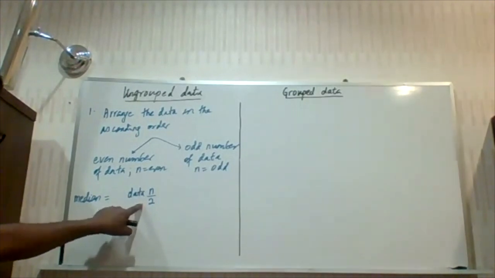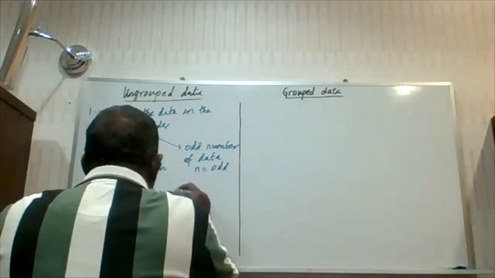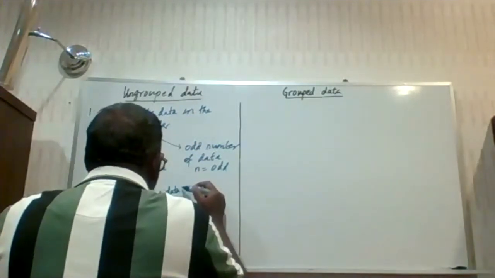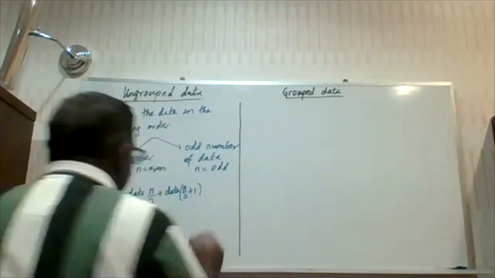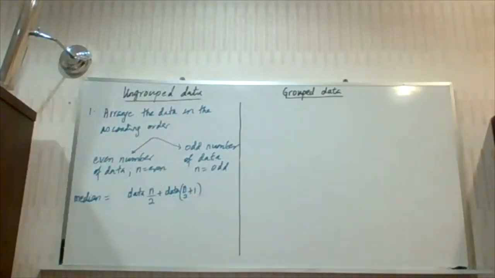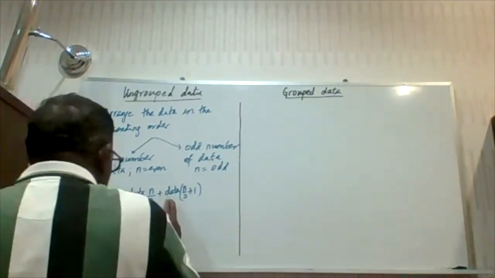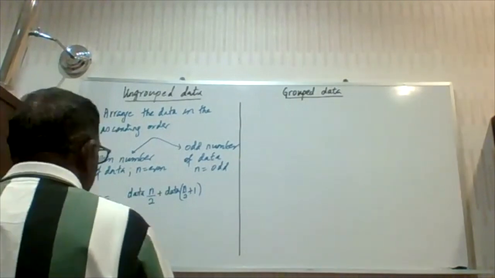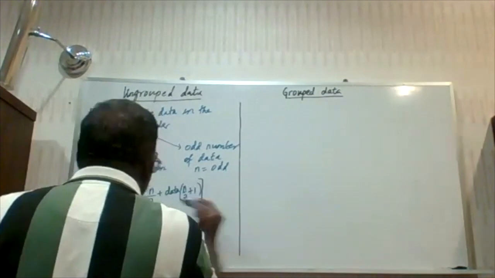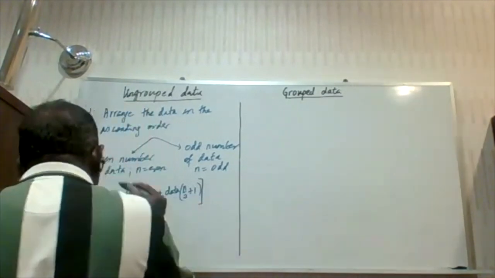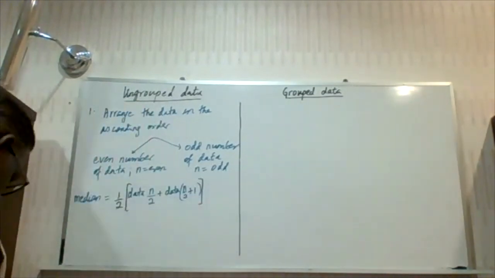Is that all? No. And then you find data n over 2 plus 1. Not n plus 1 over 2. It is n over 2 plus 1. You find that data. So you take that and then you find the average of the two. So you divide that by 2, if you have an even number.